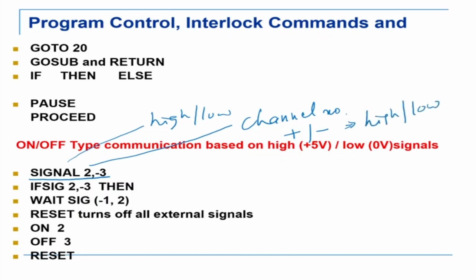Now if you don't write anything, then it is plus. If it is minus, then it is low. So look at this statement, signal 2, 3 basically means channel number 2 is high and channel number 3 is low. So in terms of voltage, this is 5 volts and that is 0 volts. Okay, now let us go again. So we looked at the syntax.